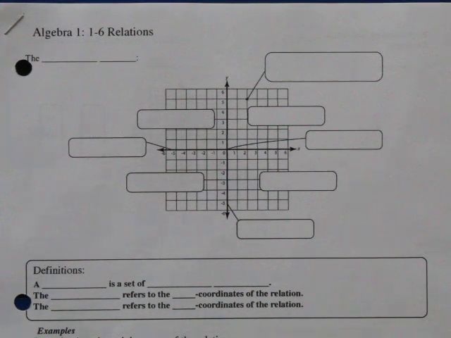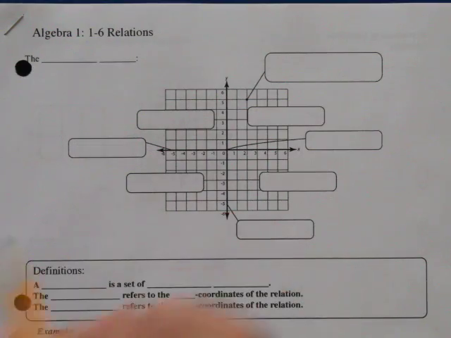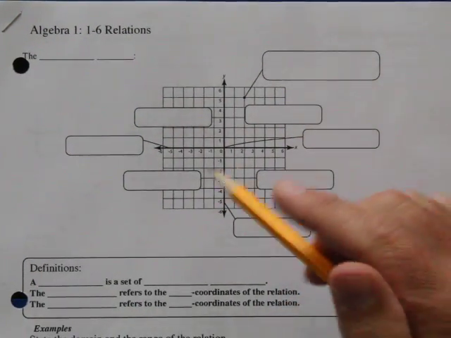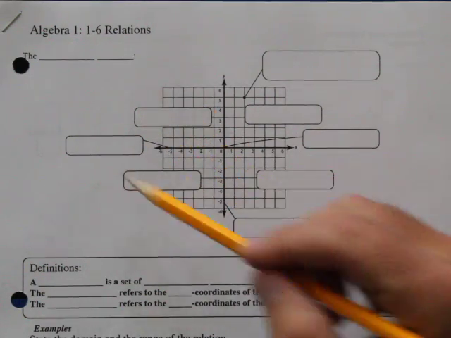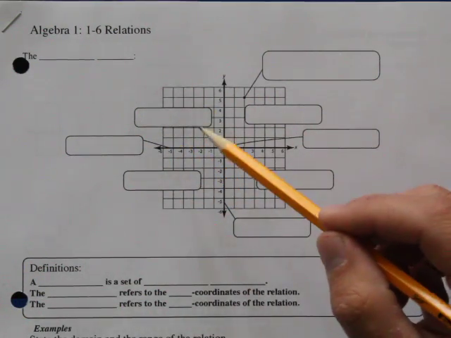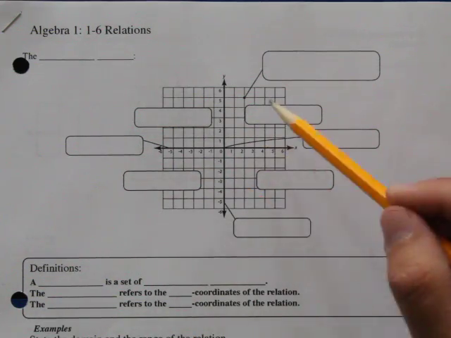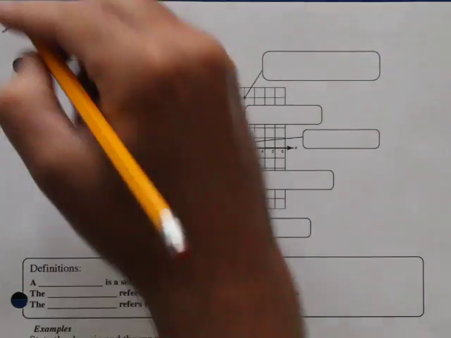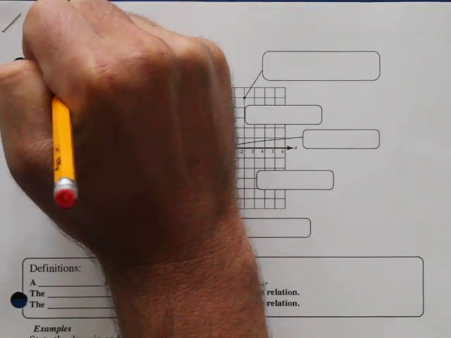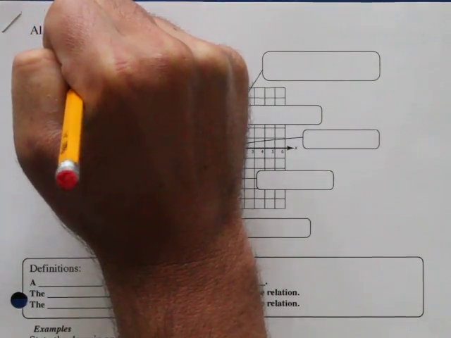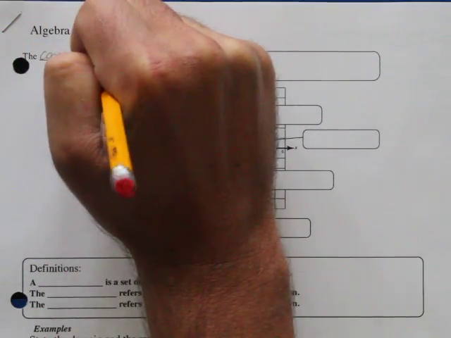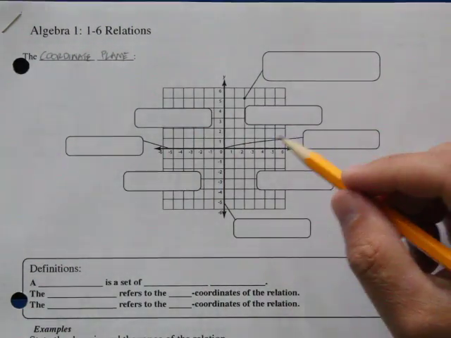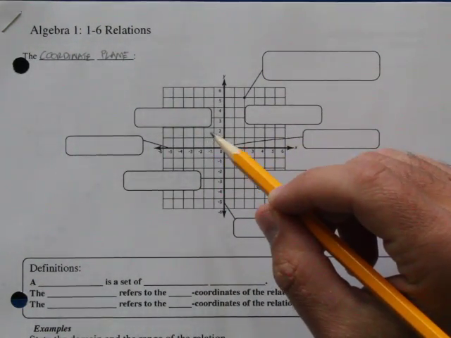Here we go, Algebra 1, 1-6, relations. So as we get started here, we are going to fill out this chart that's going to be a good reference as we start using the coordinate plane. So this is the coordinate plane. This is where we graph lines and all kinds of different things.